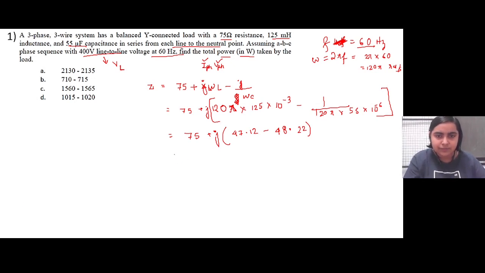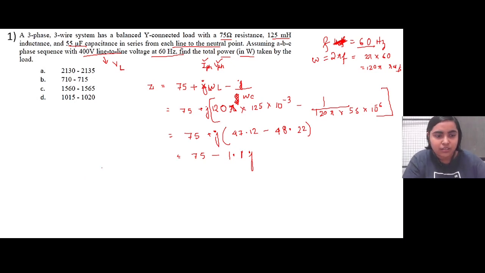So it's 75 minus 48.22, so it is around 1.1 j, right? Okay. So we have the impedance now.